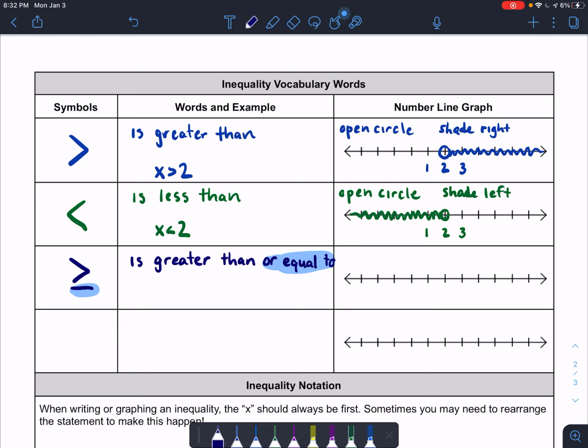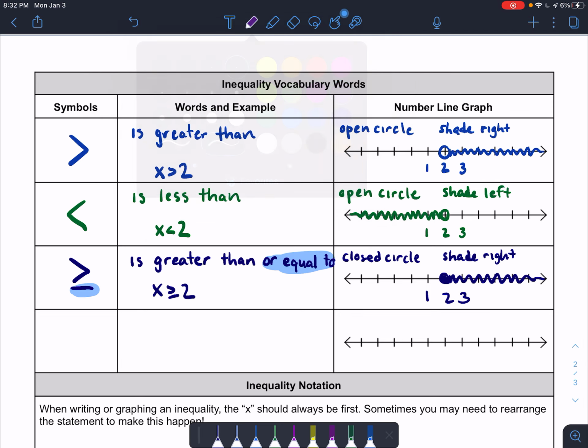All right, so you understand where it's coming from, right? So now we know that symbol is greater than or equal to, so x is greater than or equal to 2. Same idea. We're going to put our circle at 2. This time, because we can be equal to 2, I am going to use a closed circle. And when I say closed, I mean a filled-in circle. And again, because it's greater, I'm going to shade to the right. So something like that.